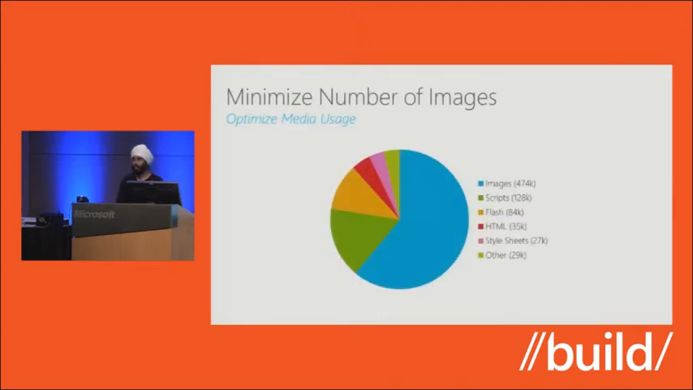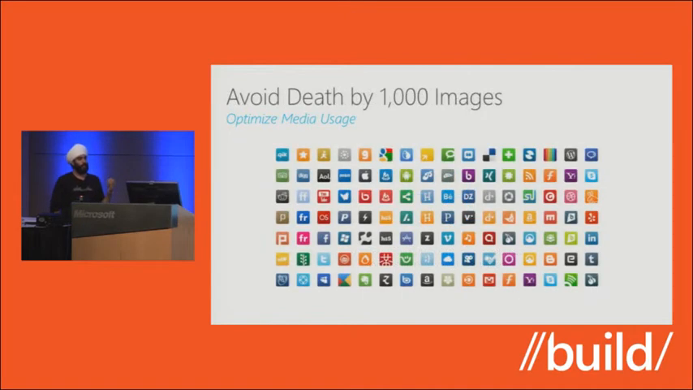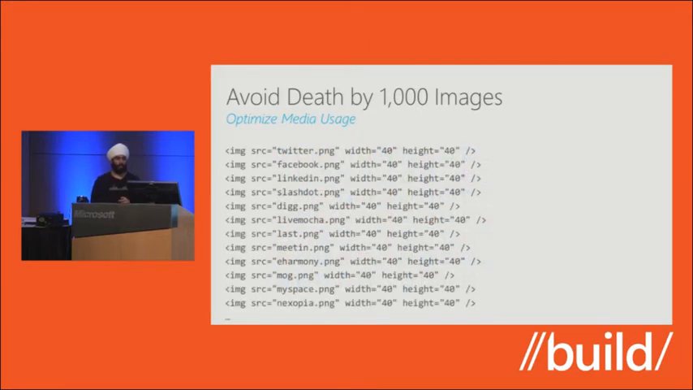Okay, so going back to this chart, more than half the bytes downloaded today are images. And on average, websites download 58 images. So be careful to avoid what I call death by 1,000 images. Once you start crossing over 20 to 30 images, you'll start to see a performance impact, possibly, on your page because of the network time. So really take a look at all of your resources and see, do I need these or not? Try to avoid too many images.